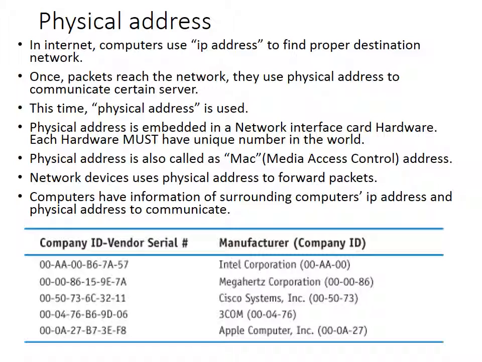This is an explanation of physical address. Each hardware must have a unique number in the world. The physical address is embedded in the network interface card hardware. The physical address is also called the MAC, Media Access Control, address. Network devices use physical addresses to forward packets. Computers have information of surrounding computers' IP addresses and physical addresses to communicate.